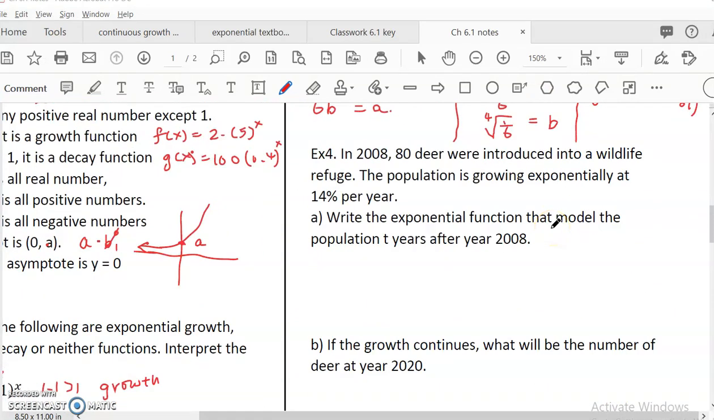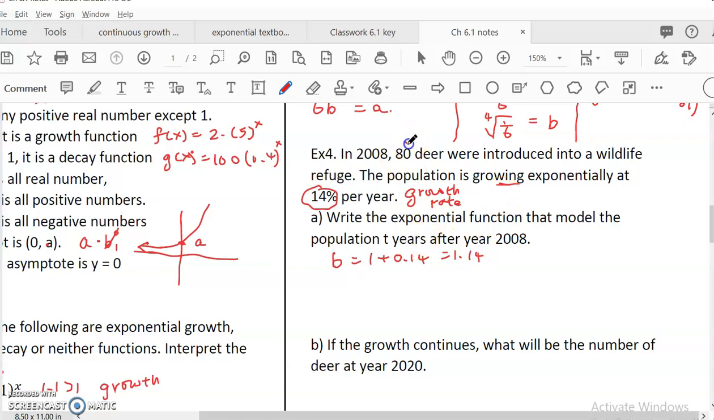Some application. Eventually, this skill that we have is used to do an application. For example, you know that in 2008, 80 deer were introduced into a wildlife refuge, and the population is growing exponentially at 14% per year. So this is the growth rate, that's r that we're talking about, not the growth factor, right? If I know the growth rate, I know b: 1 plus 0.14 equals 1.14.